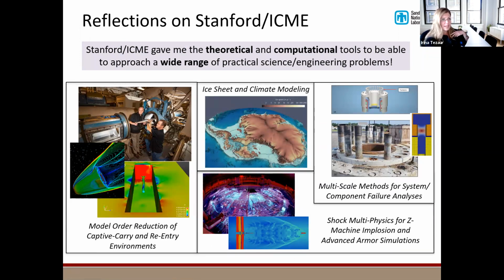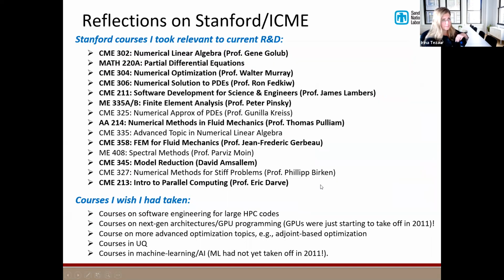I really do think that ICME prepared me very well for a wide range of engineering and science problems that I've worked on. I talked about ice sheet modeling today. I've done modeling work in other climate areas like erosion modeling and atmospheric modeling. I worked on model reduction for captive carry reentry environments, multi-scale modeling methods for component failure analyses, and developing a new enriched method for enabling advanced armor impact simulations for the Army Research Lab. So lots of very cool projects that I've had a chance to work on. Today's talk was just one of them.